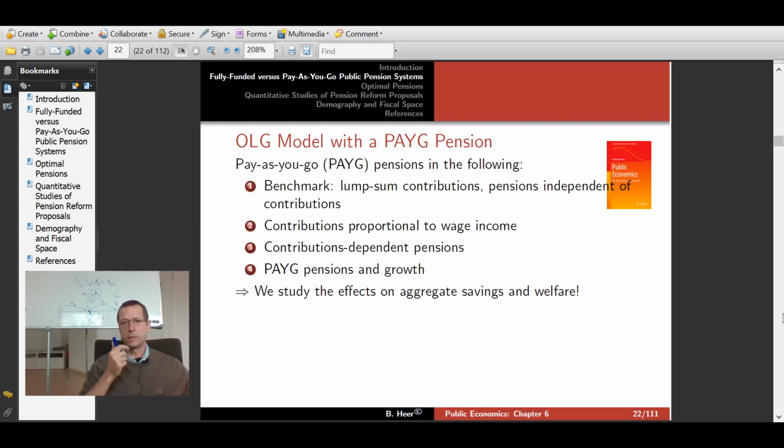For example, if we have a lump sum contributions, will we also reduce savings one by one? And we will see this will be different. So in our case, if we have a lump sum contribution or a pay-as-you-go pension system, savings will go down, the capital stock will decrease in our economy. We'll see that this effect is tremendous. It's very significant.